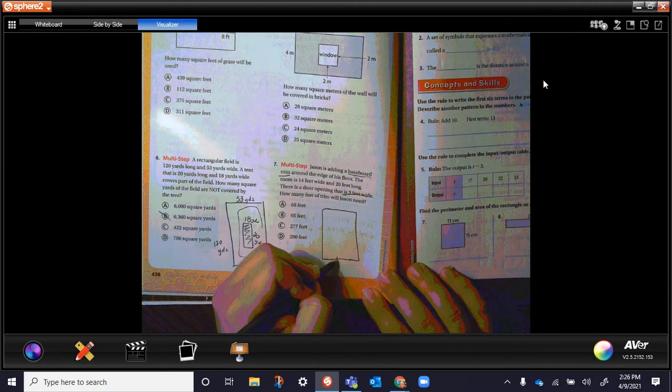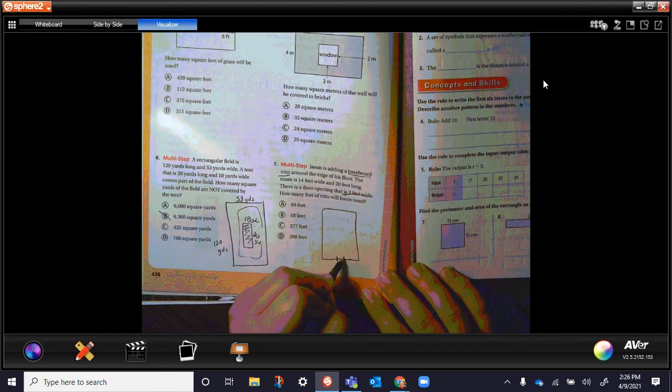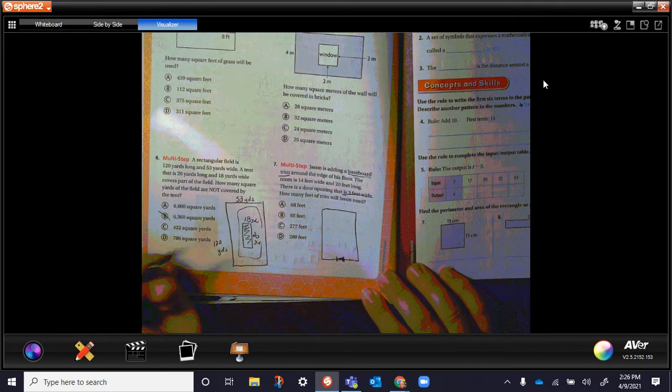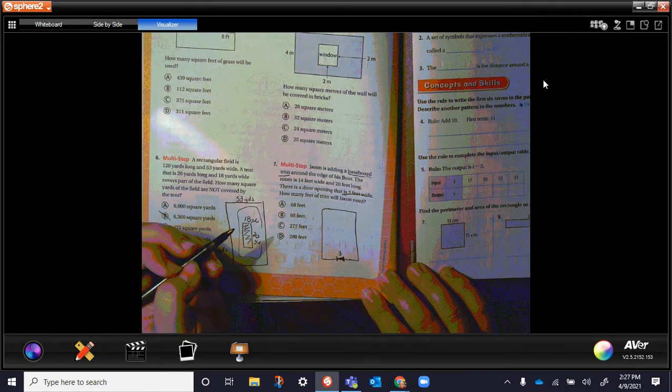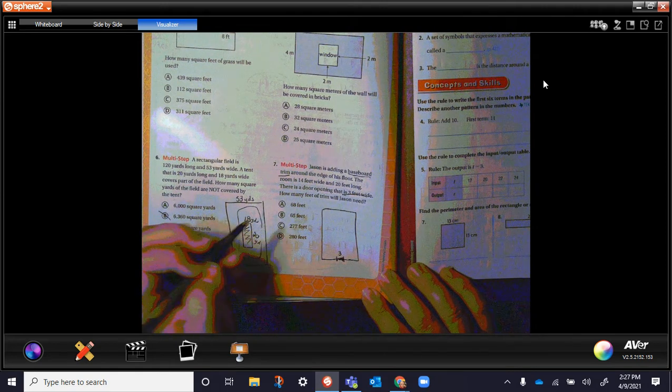So let's say right here is a door. Well, this space right here needs to be left open. So it says there's 3 feet there. Okay, so we're going to have to remove that part. We don't need that trim.